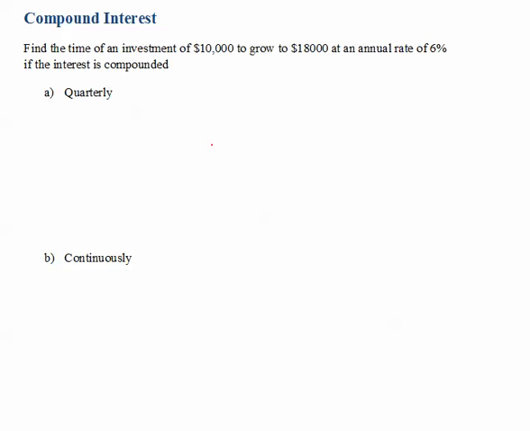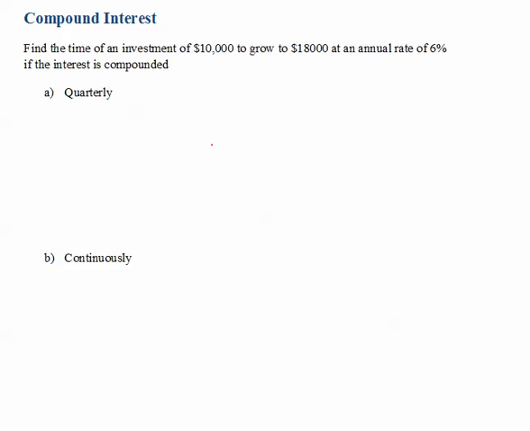Hello, in this video we'll see an example of compound interest. But what we're going to see is how to find the time of the investment. So here is the example. Find the time of an investment of 10,000 to grow to 18,000 at an annual rate of 6%.